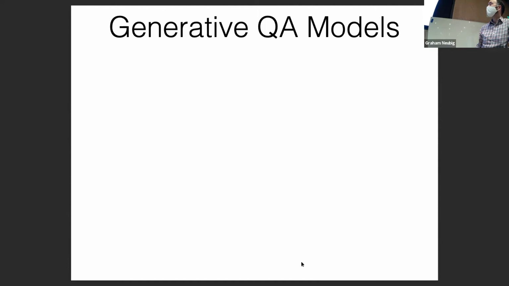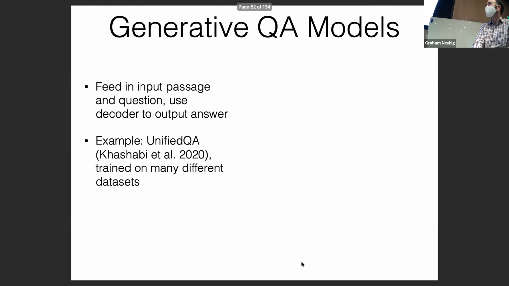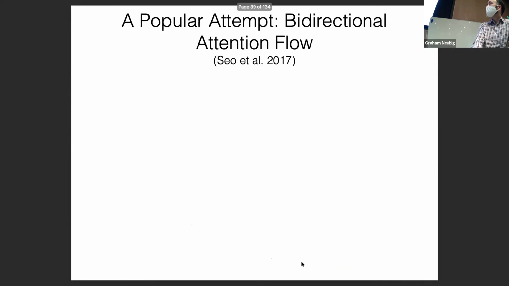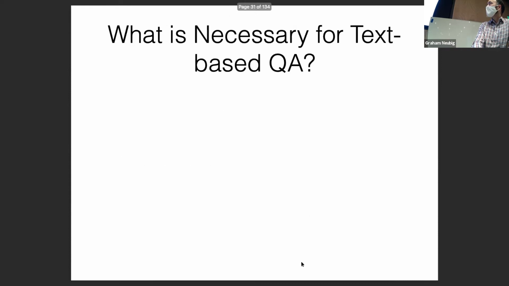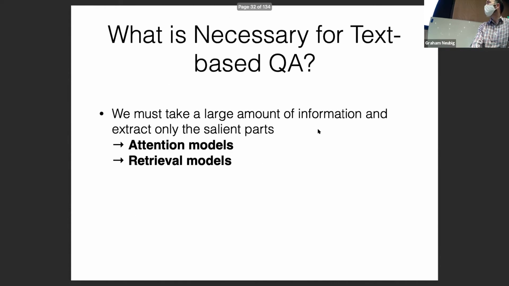There's also generative QA models, which are models that allow you to generate any output in any form, basically. You feed in the input passage and the question, and you use the decoder to output the answer. To give an example, you can take in a story and try to output her son. This is the extreme example of generative QA models.